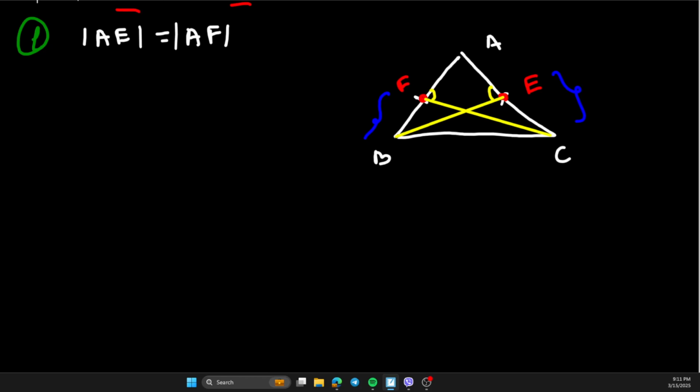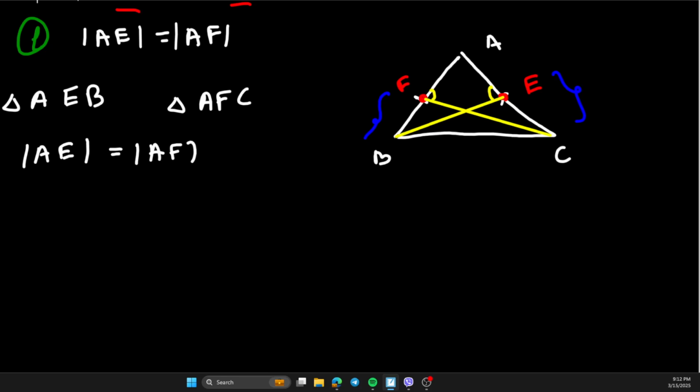Look at this triangle, the triangle A, E, and B. And also the triangle A, F, and C, AFC. So you know that AE equals AF, we just showed that above, right? So AE, this thing, equals AF, this thing.